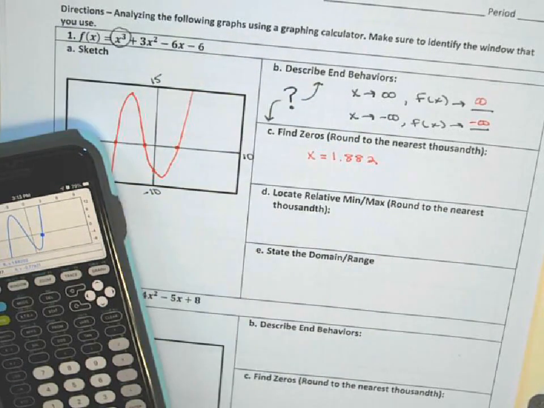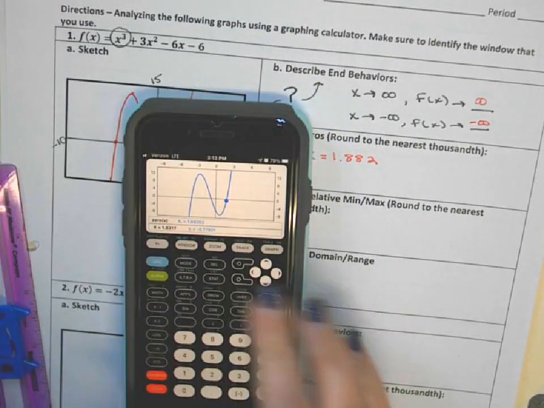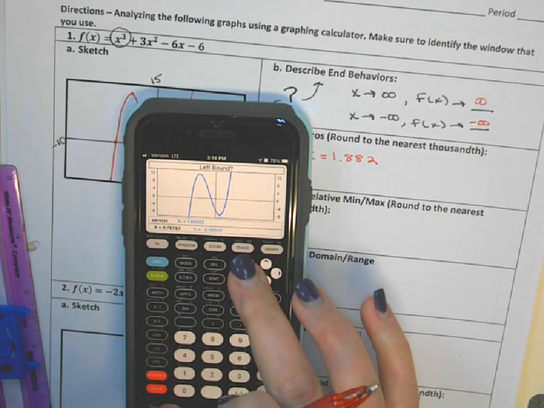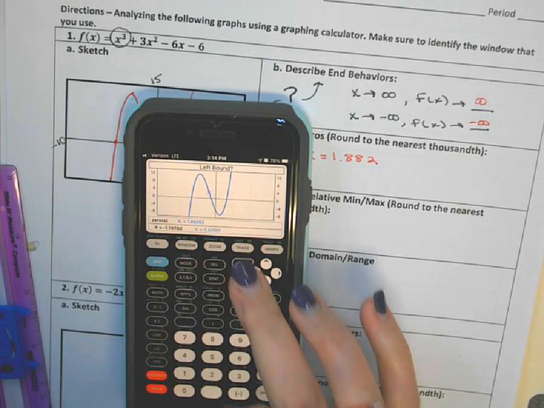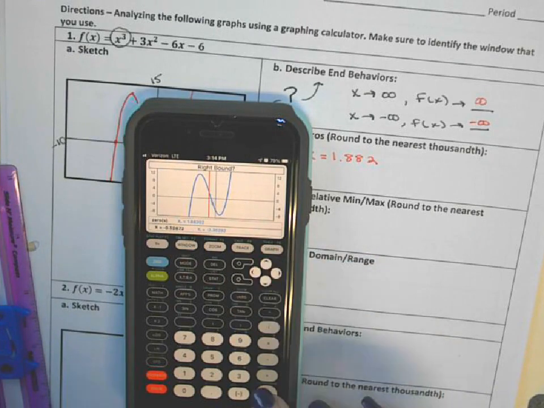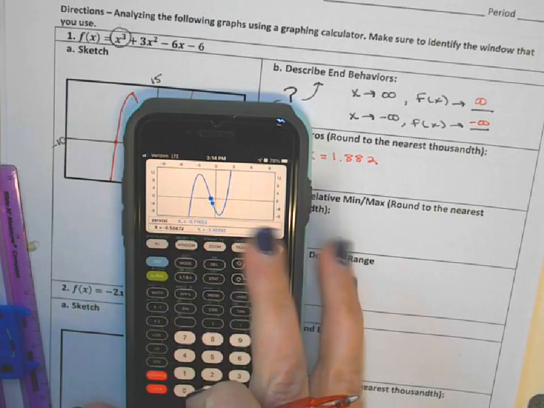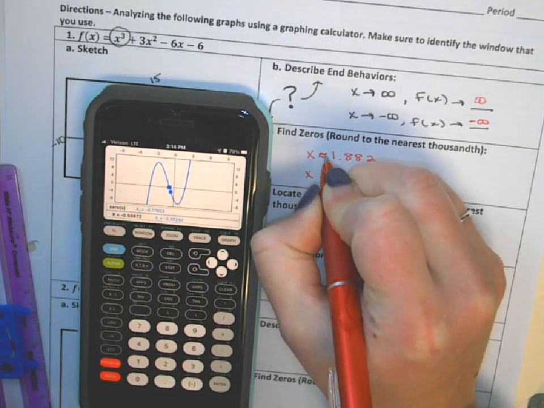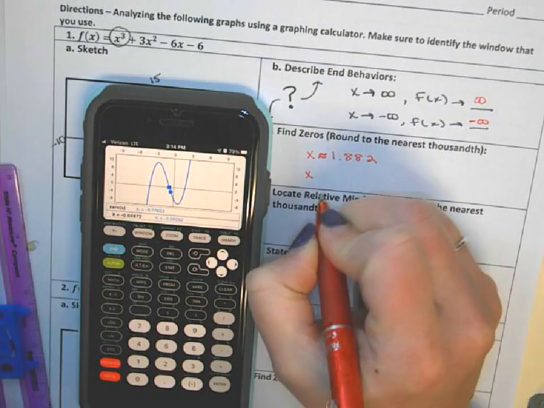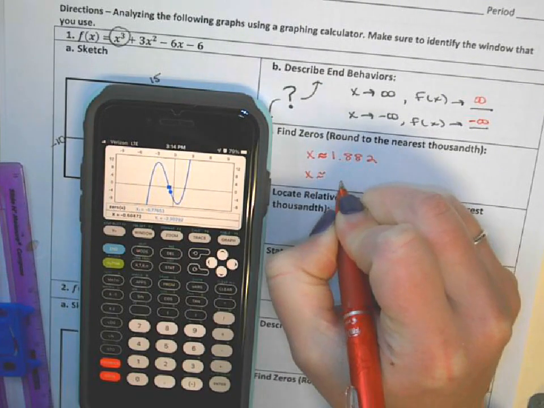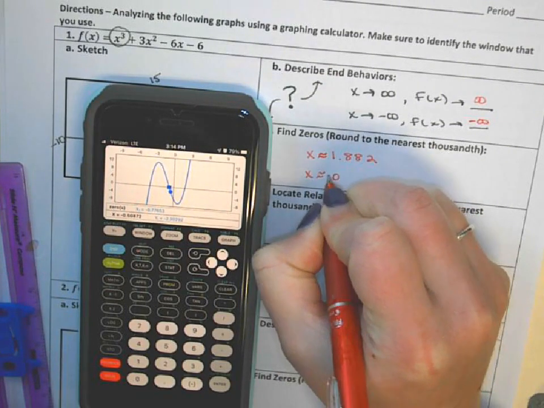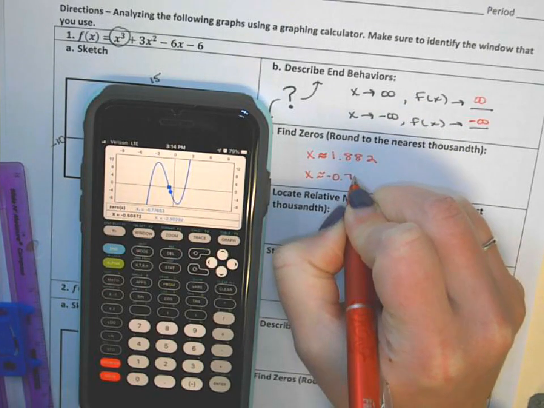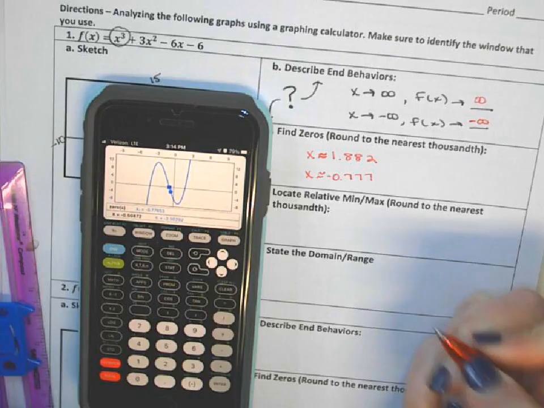Okay. Now we're going to find that next one as well. So second, trace, 0, go to the left of it, hit enter, go to the right of it, hit enter, and it tells us that this one, and actually instead of equal signs, we should be using approximate symbols because we're rounding. X is approximately negative 0.7765, so 0.777 is what that's going to round to.